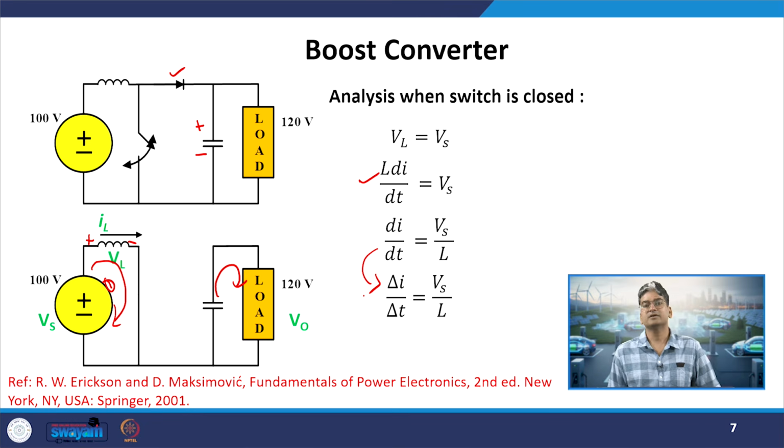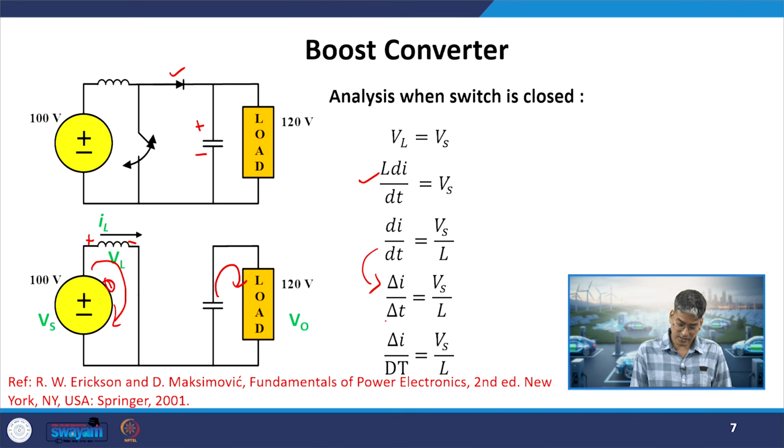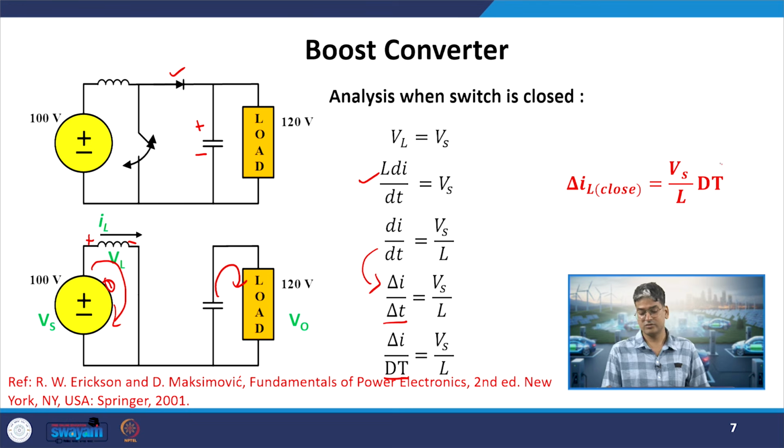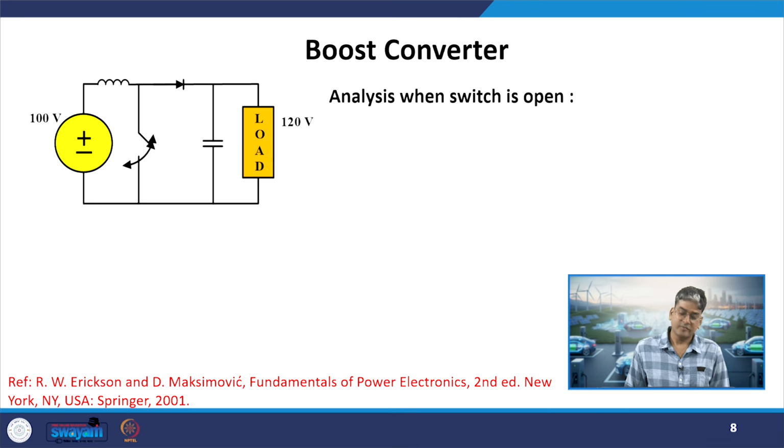So I will replace di by dt with delta I by delta t, where delta I is a small change in the current and delta t is a small change in time. Now I know the value of delta t: it is equal to D into T, the switch on time period. So my change in inductor current when the switch is closed is given by Vs by L into DT.